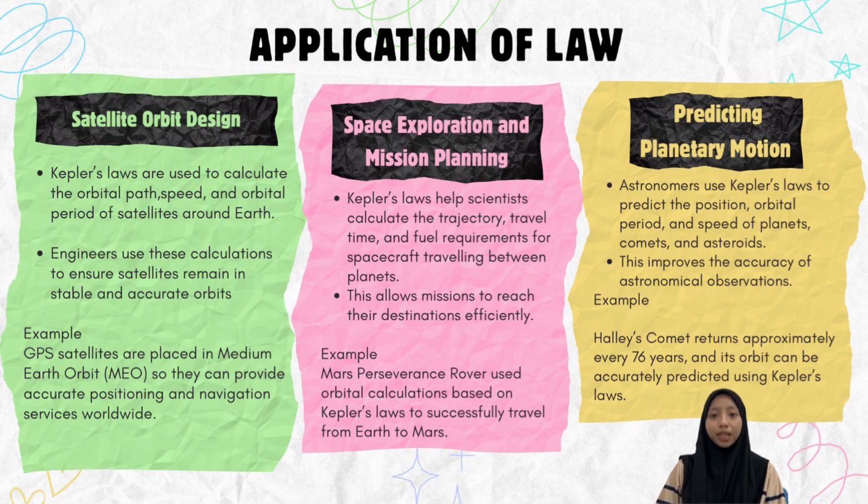The third application is predicting planetary motion. Astronomers use Kepler's law to predict the position, speed, and orbital period of planets, comets, and asteroids. This prediction improves the accuracy of astronomical observations. For example, the return of Halley's comet can be predicted because its orbit follows Kepler's law.